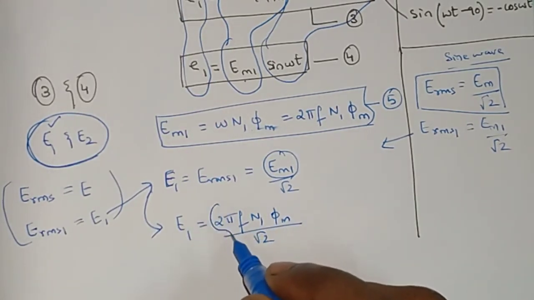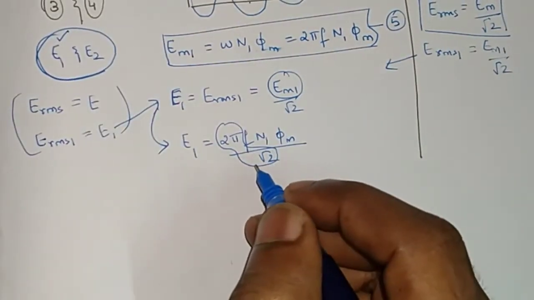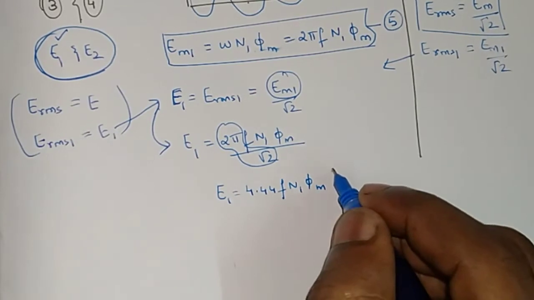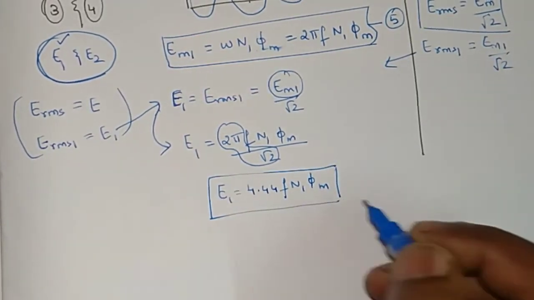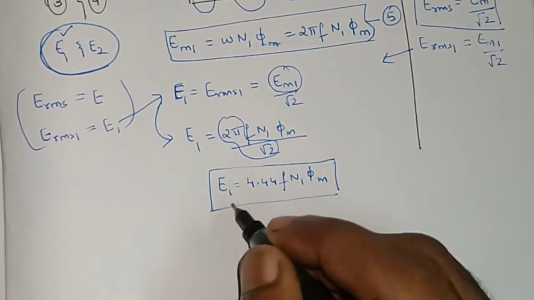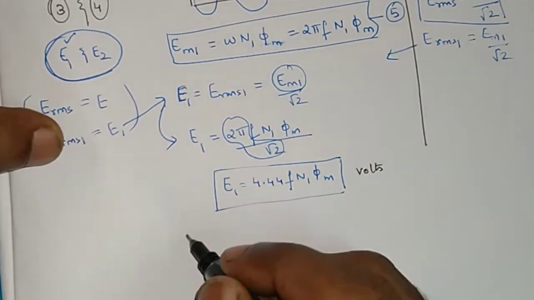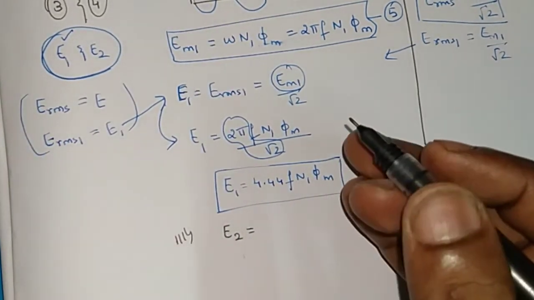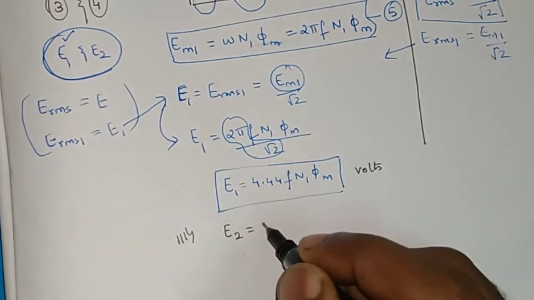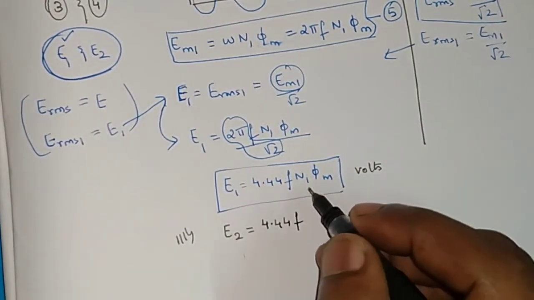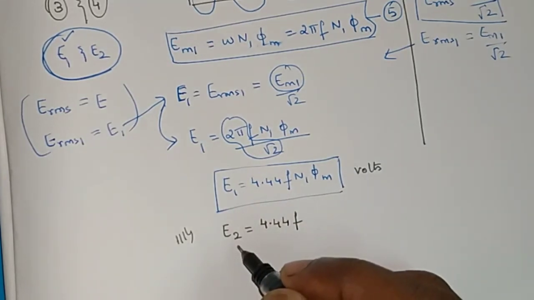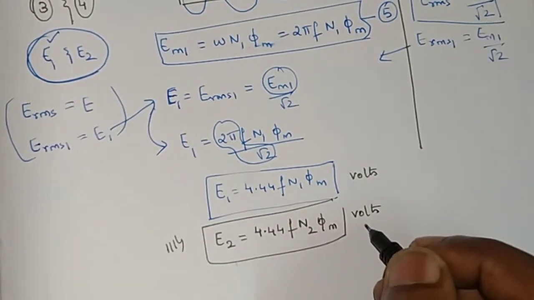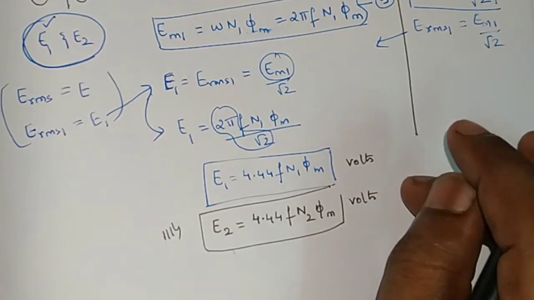Now just simplify 2 pi divided by root 2. When you simplify this, you will get 4.44 f n1 phi m. So this will be the equation for EMF of a transformer in the primary winding. The unit for EMF is volt. Now in the same way, I can also derive the EMF induced in the secondary winding, that is E2. If you derive it in the same procedure, you will end up with the same equation, 4.44 f, and instead of n1, for the secondary induced EMF, n will become n2, phi m as it is. The unit for induced EMF is volts. So this is about the EMF equation of a transformer.